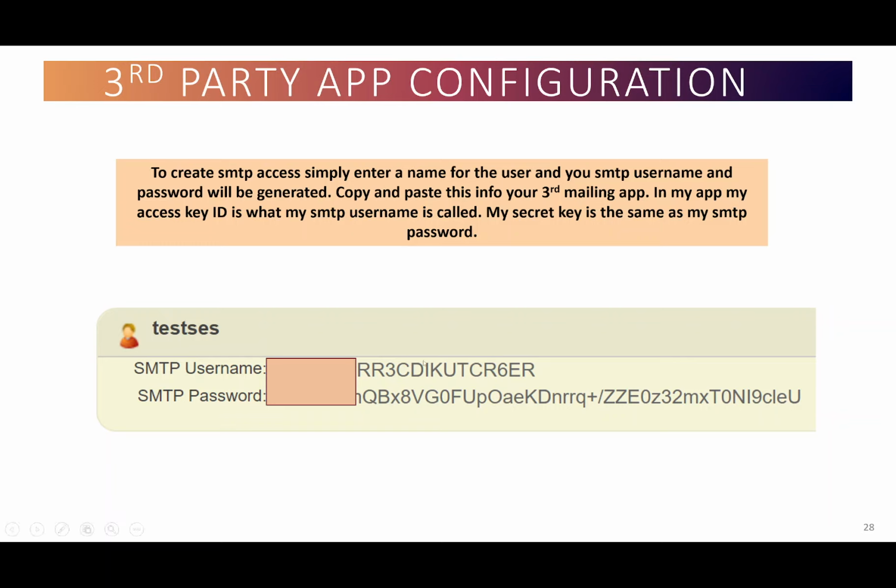The next slide is also continuing the configuration for the third-party app. To create SMTP access, simply enter a name for the user and your SMTP username and password will be generated. Copy and paste this information to your third-party mailing app. In my app, my access key ID is what my SMTP username is called. My secret key is the same as my SMTP password. I can do that in here.